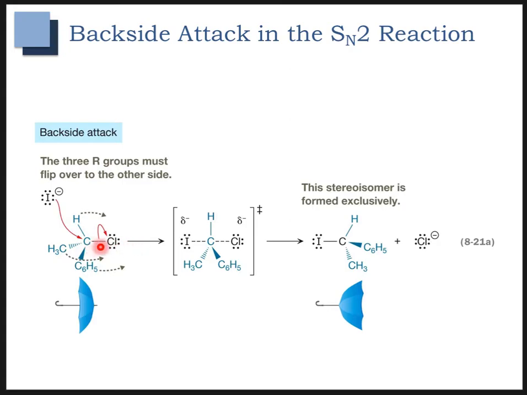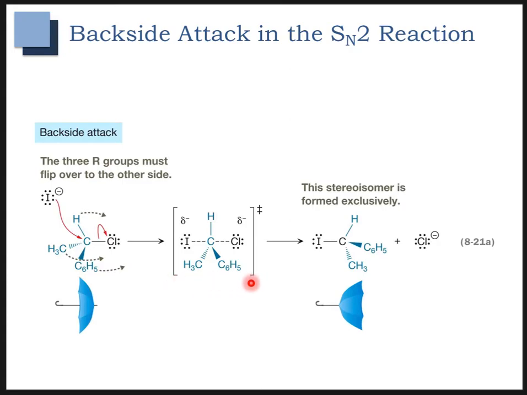So the leaving group is here, the chlorine, right? And the nucleophile can only come in from the side opposite of the chlorine. So it's coming in on this end, and because this happens all at once, it can't approach from the other face. At the same time, the leaving group leaves. This is going to create the transition state, which is shown here.